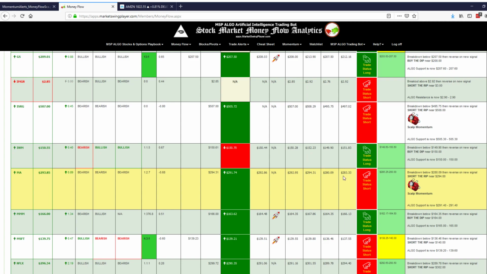Okay? So this is saying break down below 280, then reverse on new signal. Short the rip near 294. Scalp momentum. Algo support is now 291. It's always good to know where support is, just in case of support hold, right? We'll know we need to get out of this trade, okay? So let's look at MasterCard.